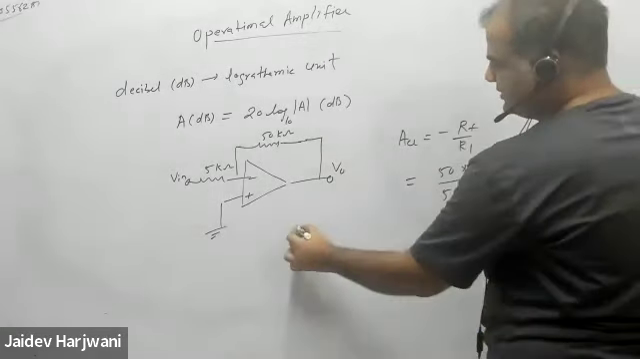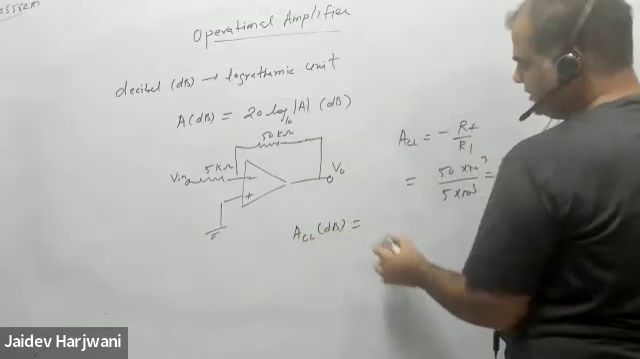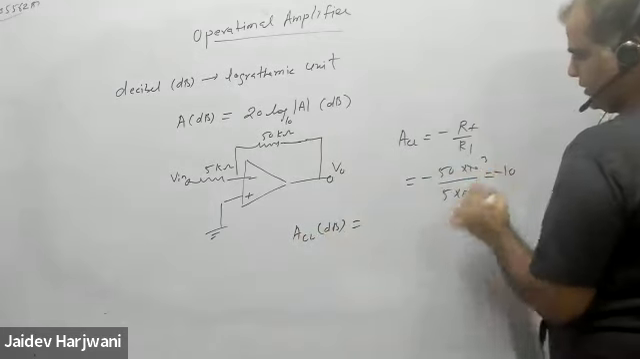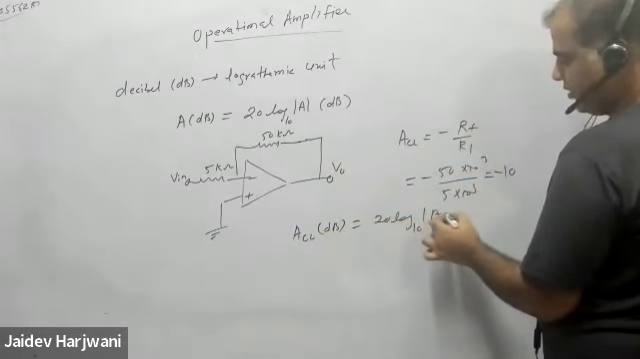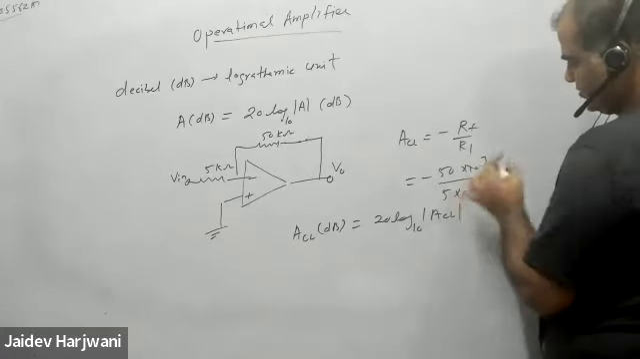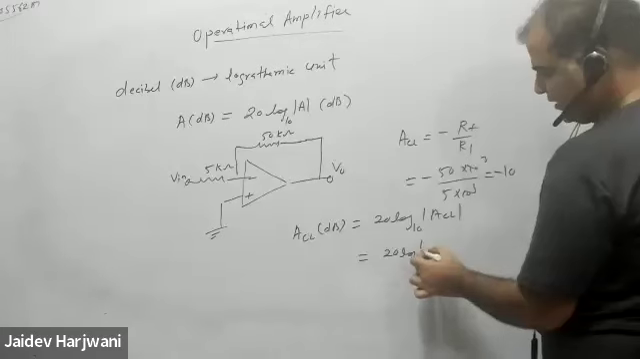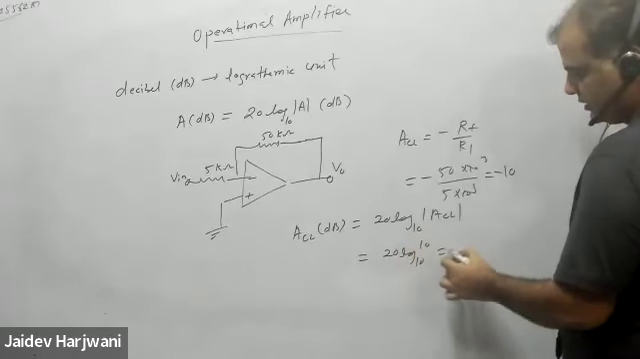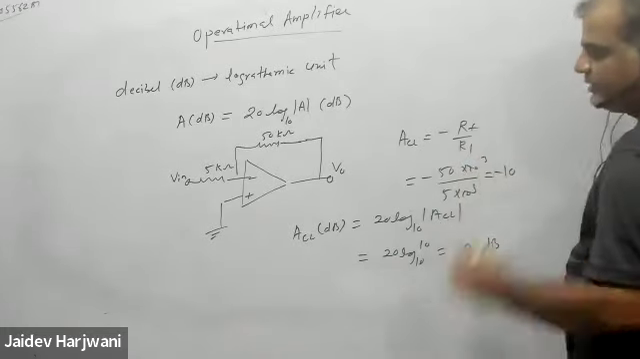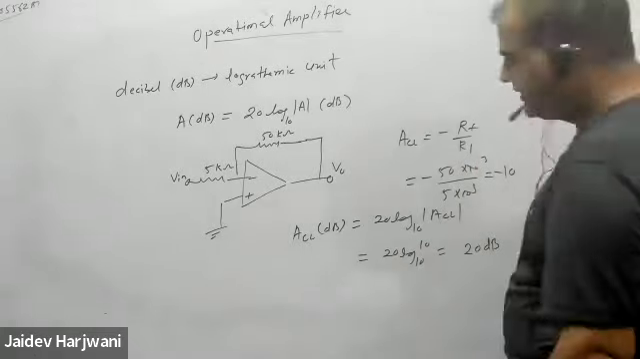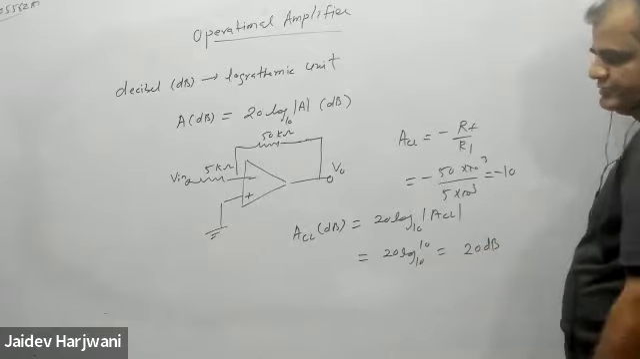Now when I represent this closed loop gain in dB, I'll take 20 log 10 mod of A closed loop. So mod this becomes 10. So this becomes 20 log 10 of 10, and log 10 of 10 is 1. So this number 10 is basically your 20 dB. So many times we want to represent gain in the form of logarithmic unit.